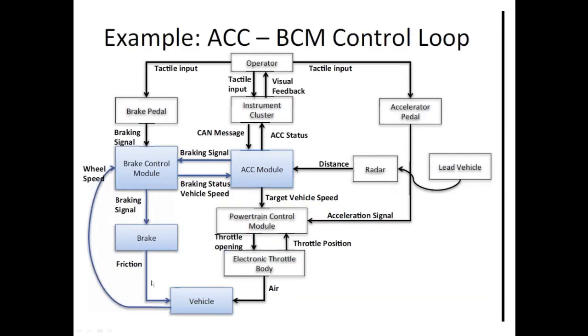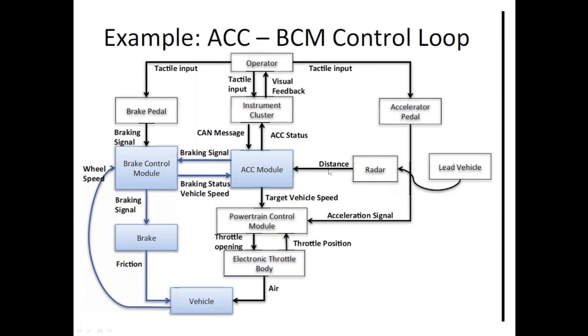So here's an example of a control structure. ACC stands for Adaptive Cruise Control. BCM is the brake control module. We have an operator who controls some instruments. It gets feedback from them, usually visual, maybe oral. And the instruments are controlling, the cluster is controlling the adaptive cruise control module.